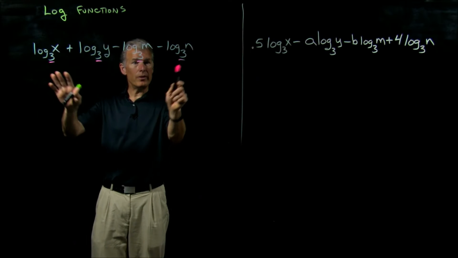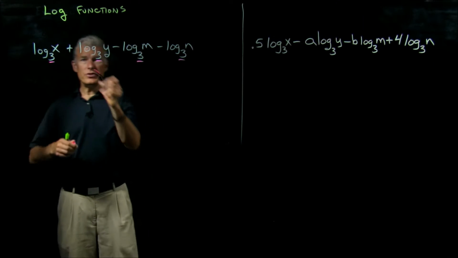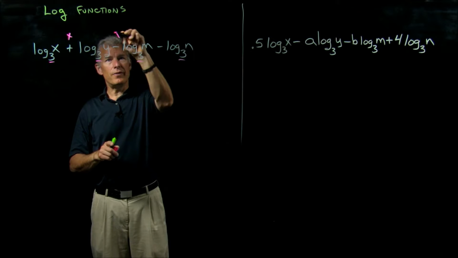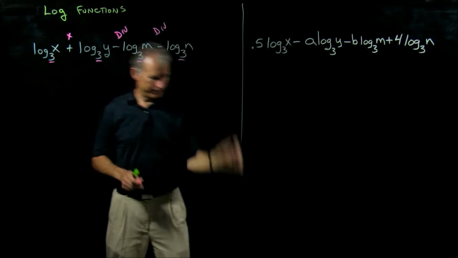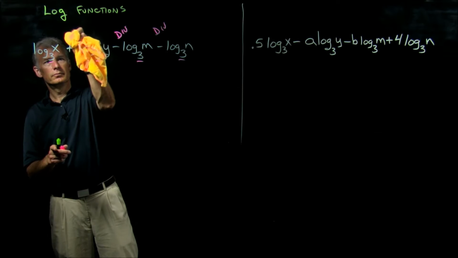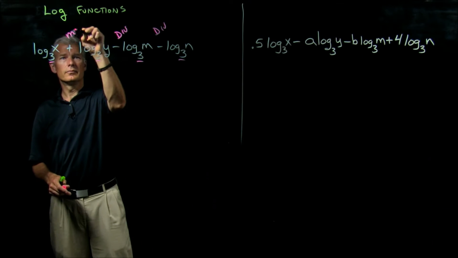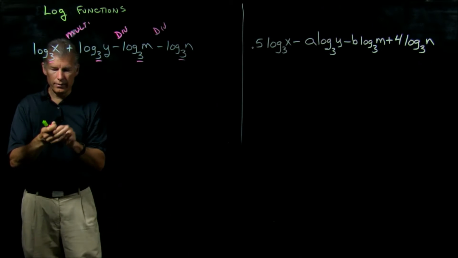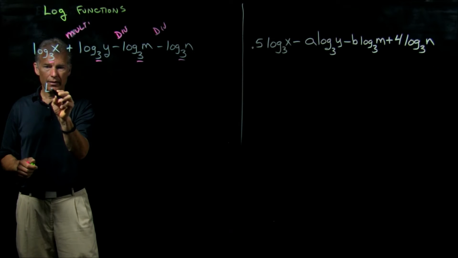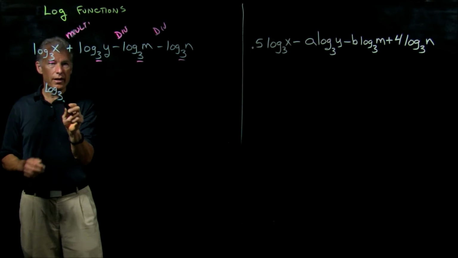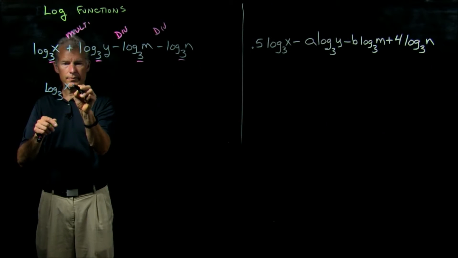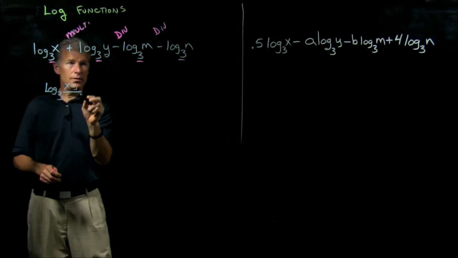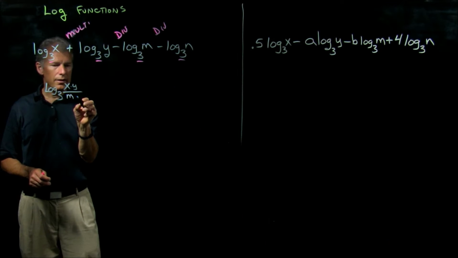So again, the log property only applies to a common base. So when you see adding, that's the same as multiplying here. Subtracting means we're going to be dividing here and dividing here. So we can take all four terms and combine them into one, and it's going to be log base 3 of, so x times y, this is divide by m and divide by n.